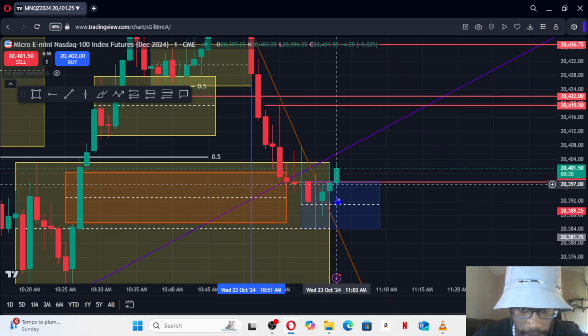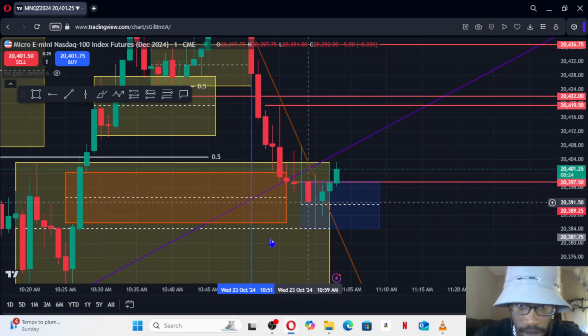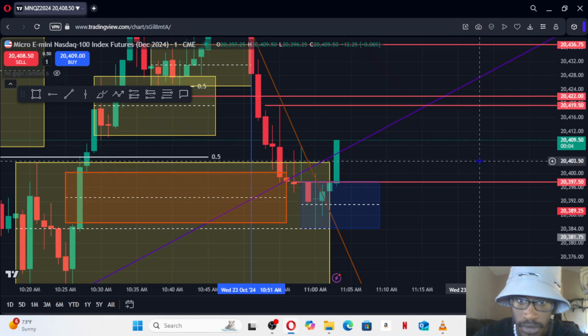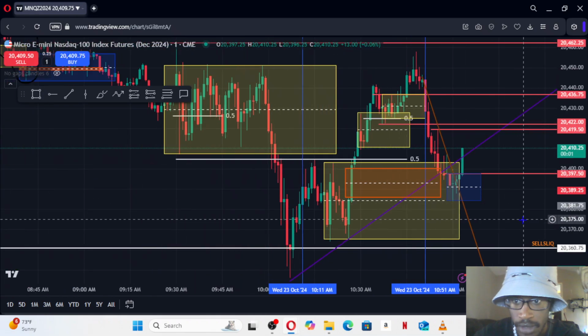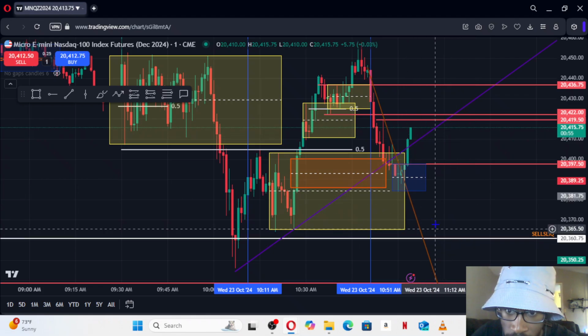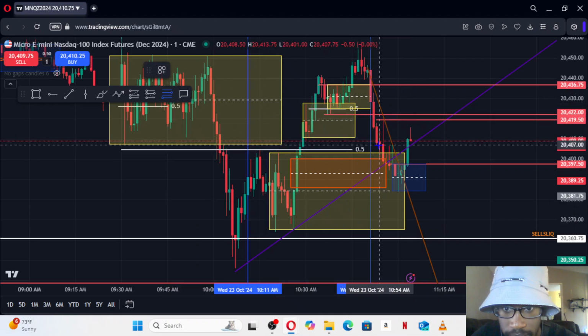if this one candle comes back within again, I will enter off of that candle to go up. All right, market, stop bullshitting me right now.